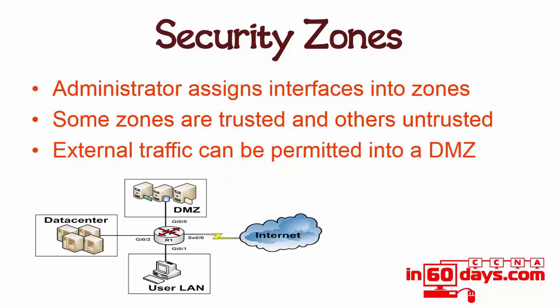External traffic, say for example you have servers that you want internet traffic to connect to, for example your website, say you're managing your own website for your company, you can create what's known as a DMZ, a demilitarized zone, which external traffic could come into without actually hitting your internal network.